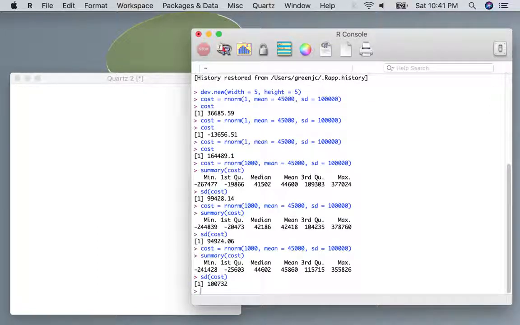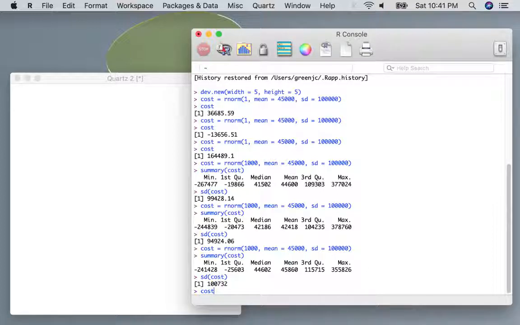So the means are different each time I do it. The first time I took 1,000 numbers, the mean was $44,600. Next time I did it, the mean was $42,418. And the third time I did it, the mean was $45,860. So we asked for 1,000 draws from a normal distribution with a mean of 45,000. If we pull 1,000 numbers from that, because they're randomly drawn, the mean's not going to equal 45,000. But we pulled 1,000 numbers from it, so the mean is pretty close, right? It's not 45,000, but it's 44,000, 42,000, 46,000.